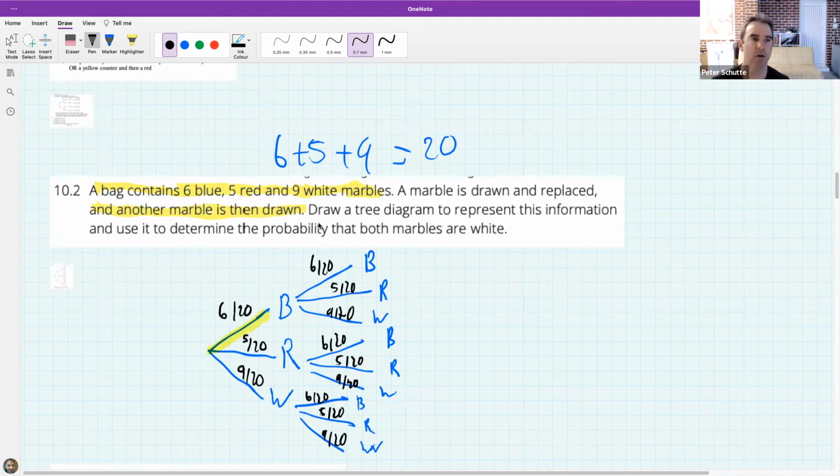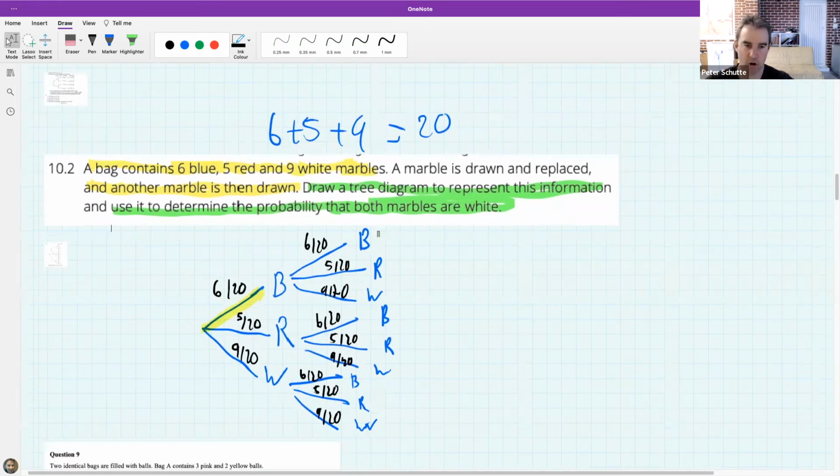Now, I want to know, using this wonderful diagram you've created, you've done that already, use it to determine the probability that both marbles are white. So what is the probability that both marbles are white? Find the branch that you think is working and ask yourself, how would you calculate the probability of that branch?